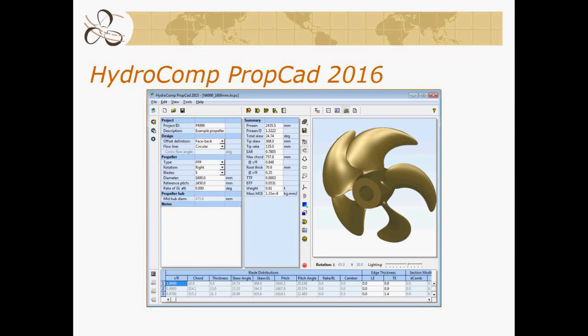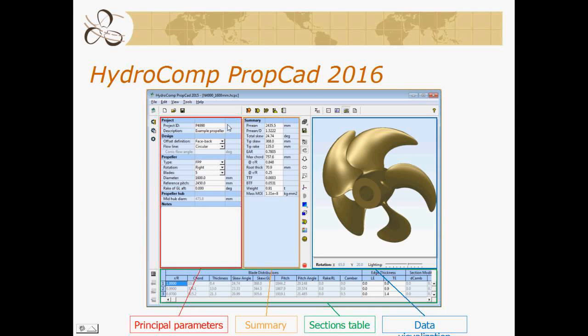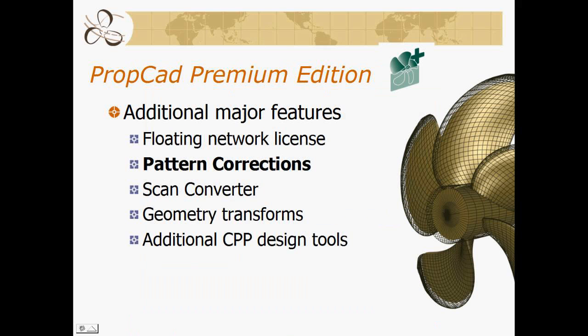This is the PropCad interface. Many of you are familiar with this. I just want to briefly touch on the main window here, the main principal parameters of the propeller, including number of blades, diameter, and pitch, a summary of geometric characteristics, the 3D viewport, and of course our sections data down at the bottom here. This is the main interface of PropCad, and we're going to explore some of the utilities inside. Specifically, we're going to explore the pattern corrections utility.